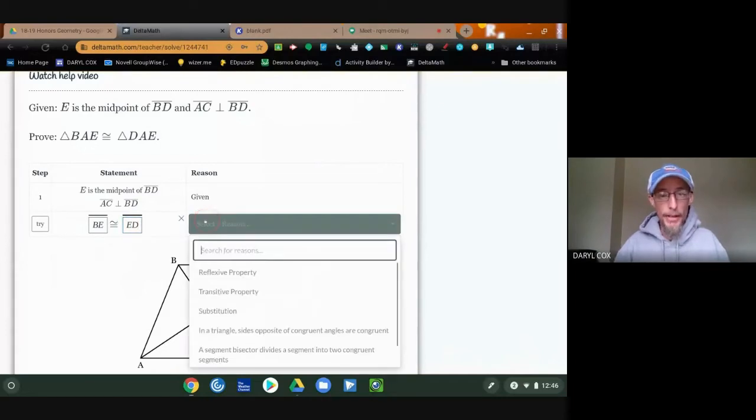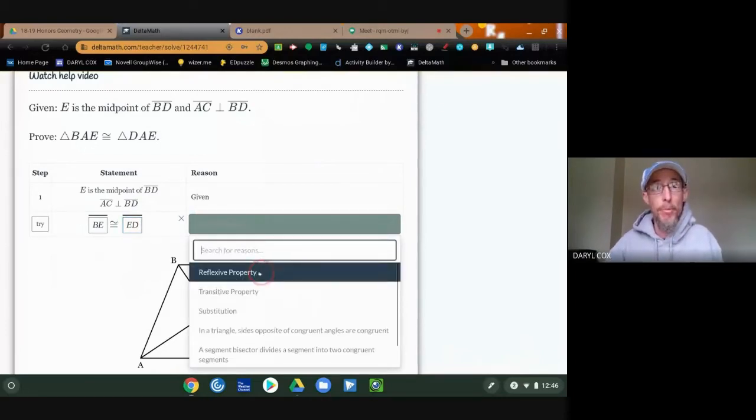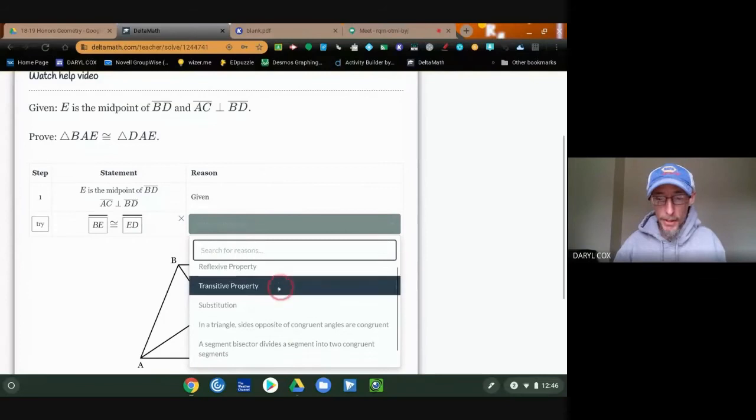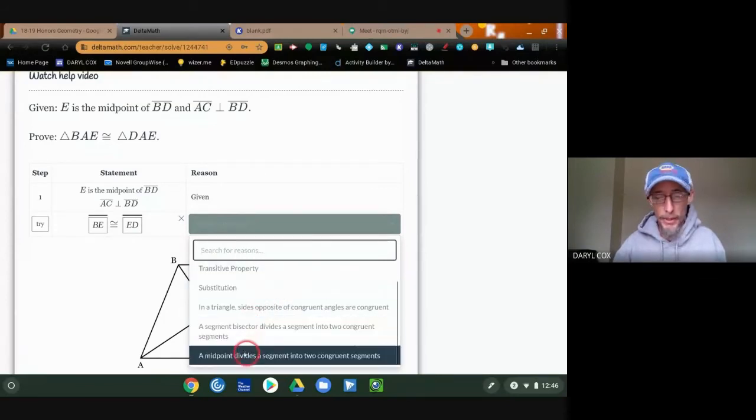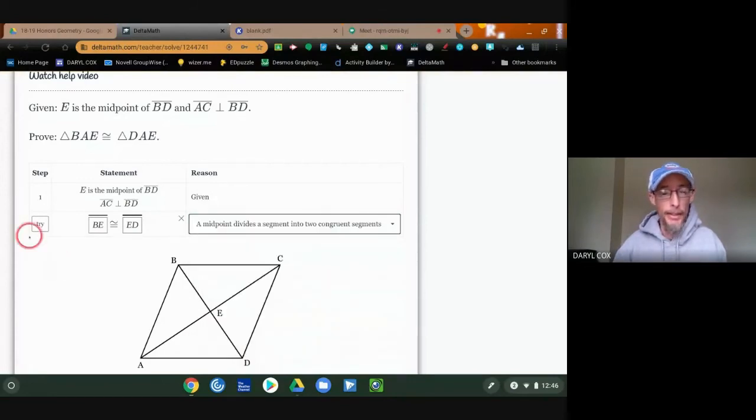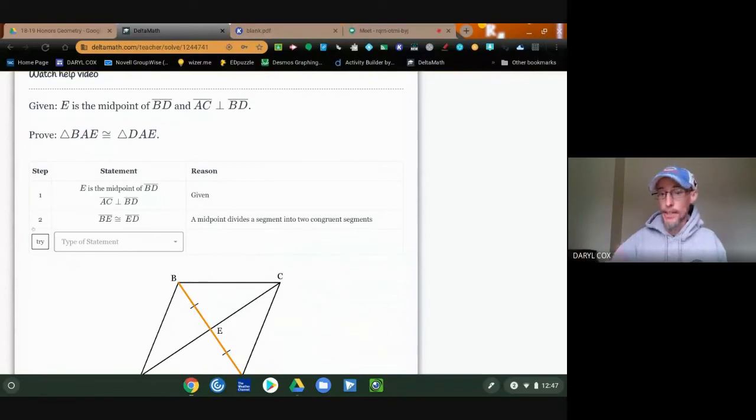Why do I know that? Remember we said that a midpoint creates 2 congruent segments. So I go through here, not a segment bisector, midpoint. There we go. And I ask, is that right? I hit try. Okay, it accepted that. Notice what else it did. It marked my congruencies for me. So this does a lot for you.